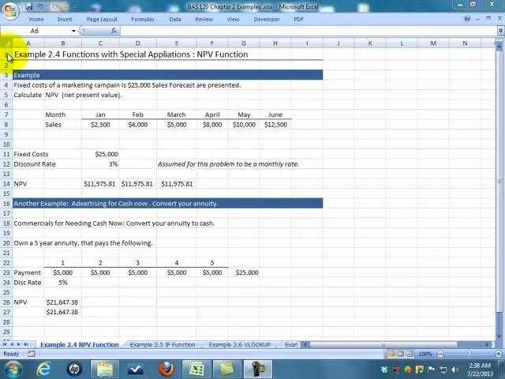We're going to go through example in Chapter 2, example 2.4. We're going to talk about some of the special functions, and there's a whole list of them in Excel. We're just going to go through one today, a financial one. It's called the net present value.